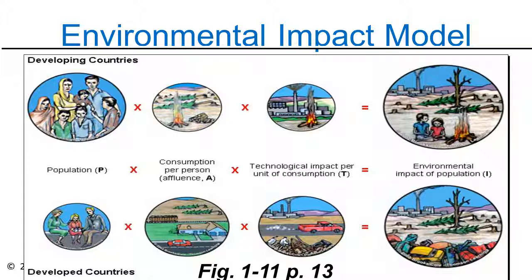Now this graphic breaks it into two lines. The top is demonstrating what it looks like for developing countries, and the bottom demonstrating what it looks like for developed countries. The size of the circles tries to correlate to magnitude, so fewer people living in the developed countries versus more people living in the developing country. The consumption per person is greater in a developed country as opposed to in a developing country. The technological impact is considered to be greater in a developed country versus that of a developing country, and as a result, you have environmental impact.